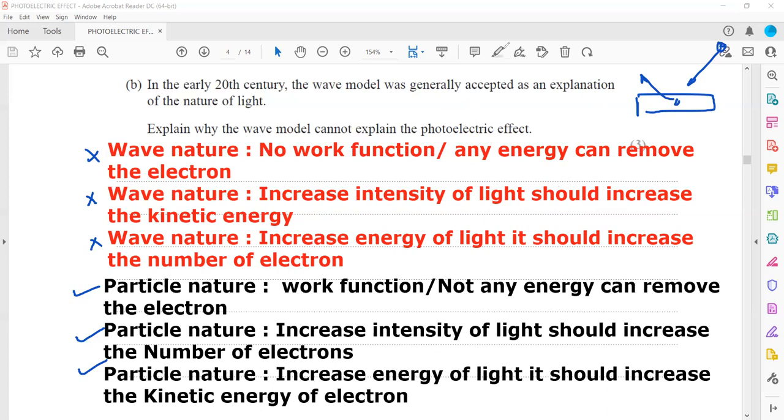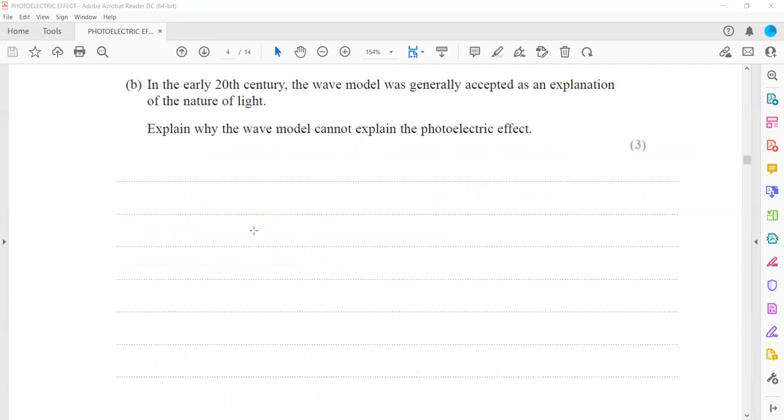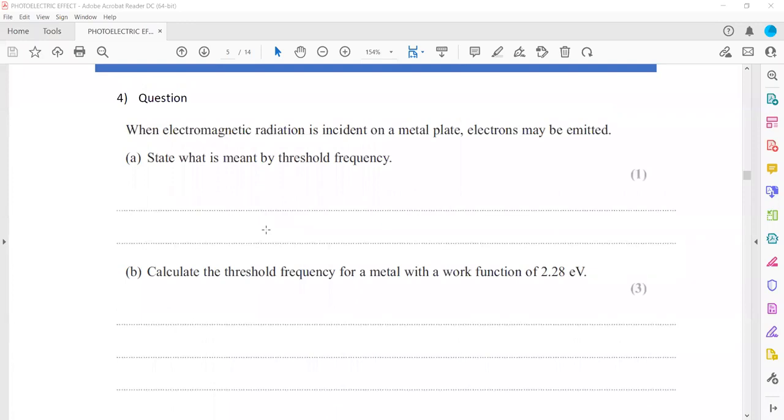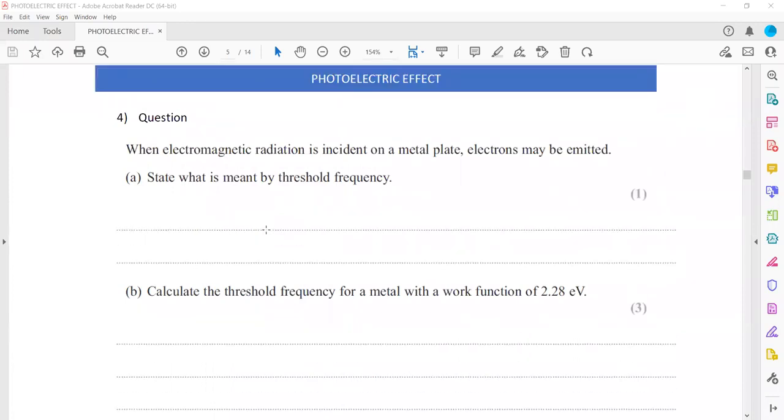So you have to learn this comparison between the particle and the wave nature. Then, photoelectric effect question: when electromagnetic radiation is incident on the metal, electrons may be emitted. What is the threshold frequency? Look, two things are there. One is called threshold energy. Threshold energy is the minimum possible energy needed to remove an electron, and threshold frequency is the minimum possible frequency needed to remove an electron.